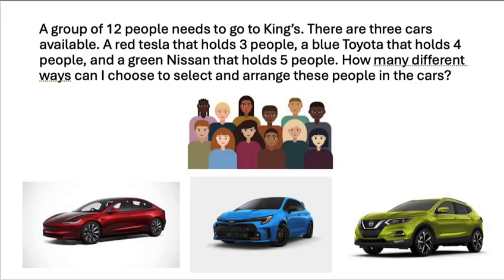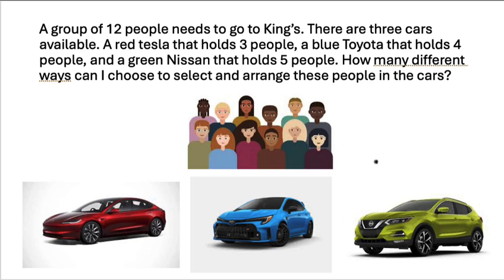So just to give another example and not continue with the shoe one, let's talk about this example where a group of 12 people need to go to King's, to campus, and there are 3 cars available. You have a red Tesla that holds 3 people, a blue Toyota that holds 4 people, and a green Nissan that holds 5 people. And the question is, how many different ways can I choose to select and arrange these people in the cars?